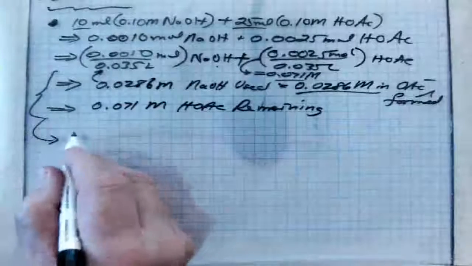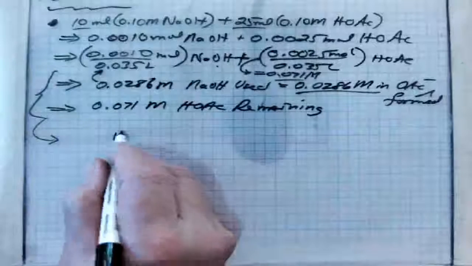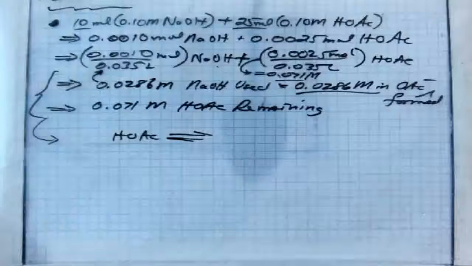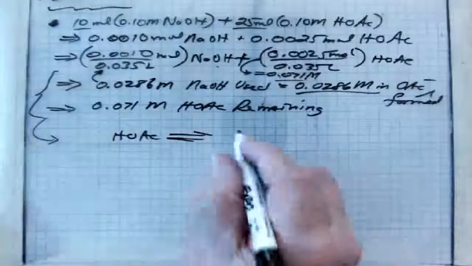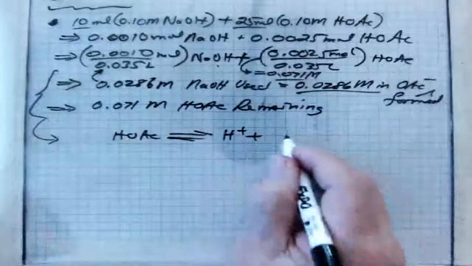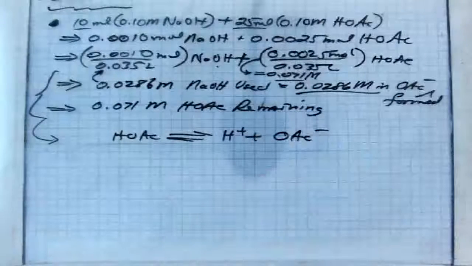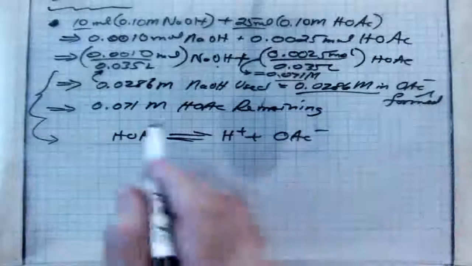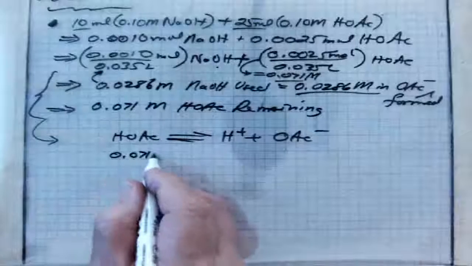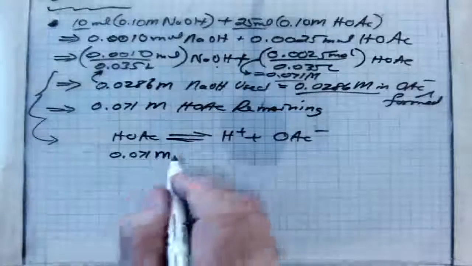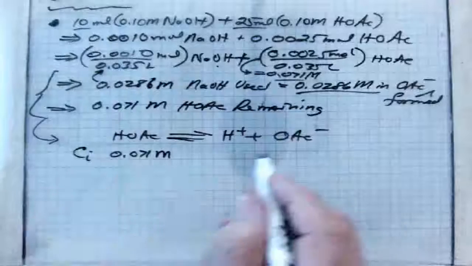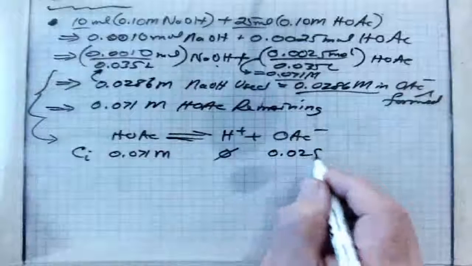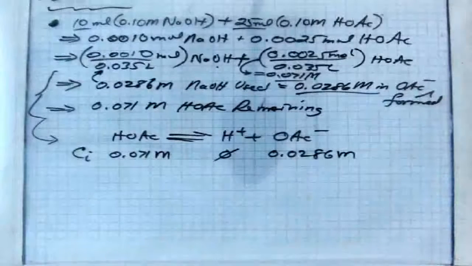So now we have HOAc in equilibrium, because that's what's left. You've reduced your HOAc, but it's still ionizing to deliver hydrogen and the conjugate base into the system. And so the remaining HOAc is 0.071 molar. We've already converted. And this is 0, and the conjugate base is 0.0286 molar.